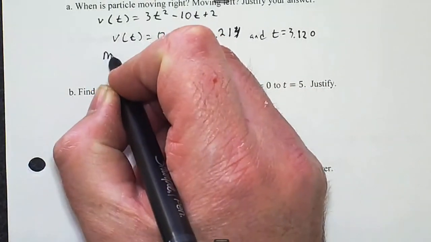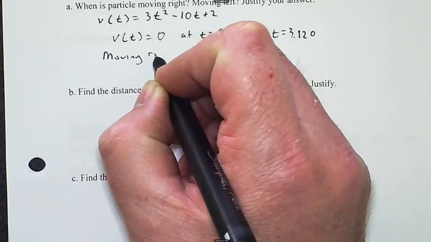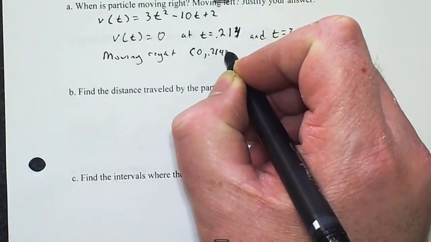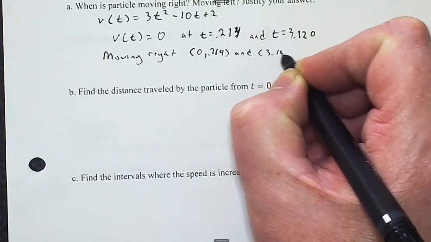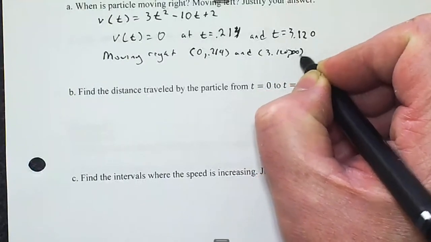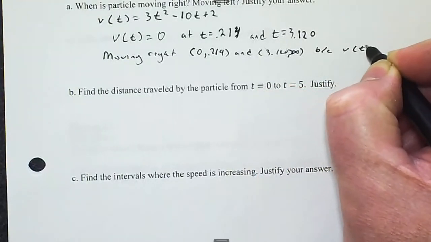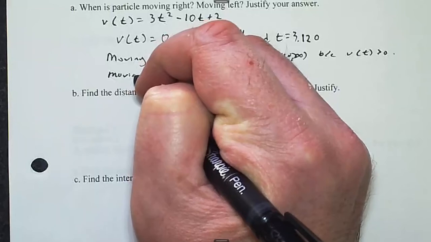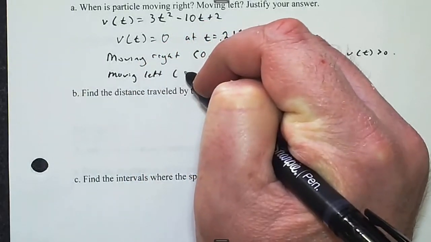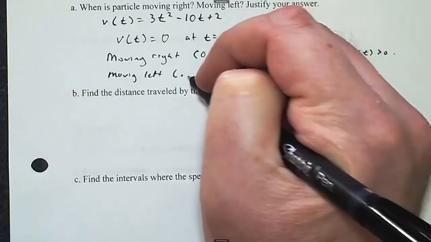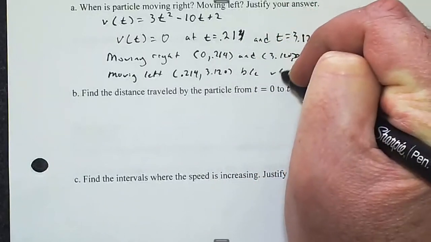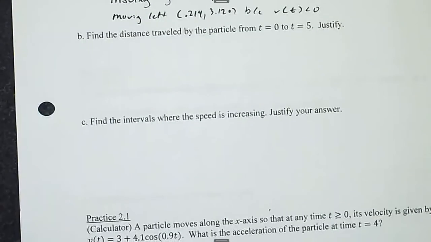So we are moving right from 0 to 0.214 and 3.120 to infinity, because v of t is positive. We're moving left from 0.214 to 3.120 because v of t is negative. It's as simple as that. All right.